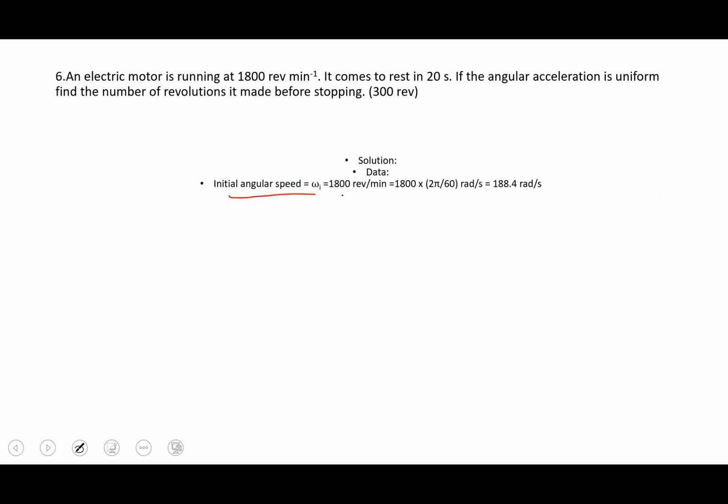The initial angular speed is given to us, which is 1800 revolutions per minute. We first of all have to convert the revolutions per minute into radian per second. So we multiply by 2 pi and divide by 60, because revolution has to be converted into radian and minutes has to be converted into seconds. So when we multiply 2 pi by 1800 and divide by 60, it will be 188.4 radian per second, and that is our answer, 188.4.